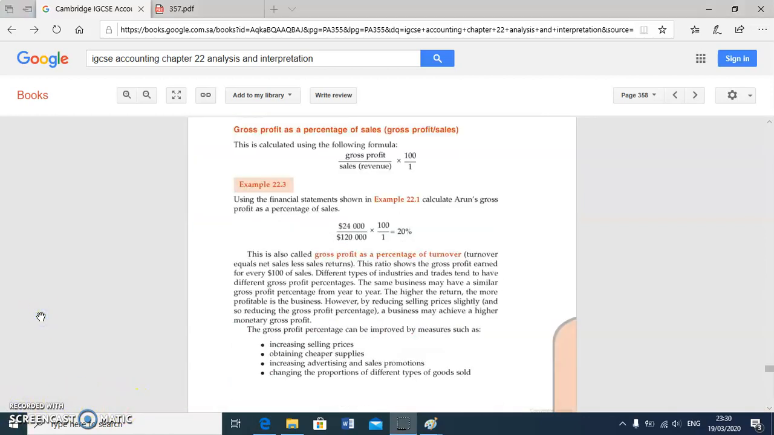The second type of profitability ratios is the gross profit margin, or the gross profit as a percentage of sales. Both figures, you will find in the first section of the income statement, the gross profit and the sales. And this is measuring how much gross profit you are generating out of each $100 of sales.